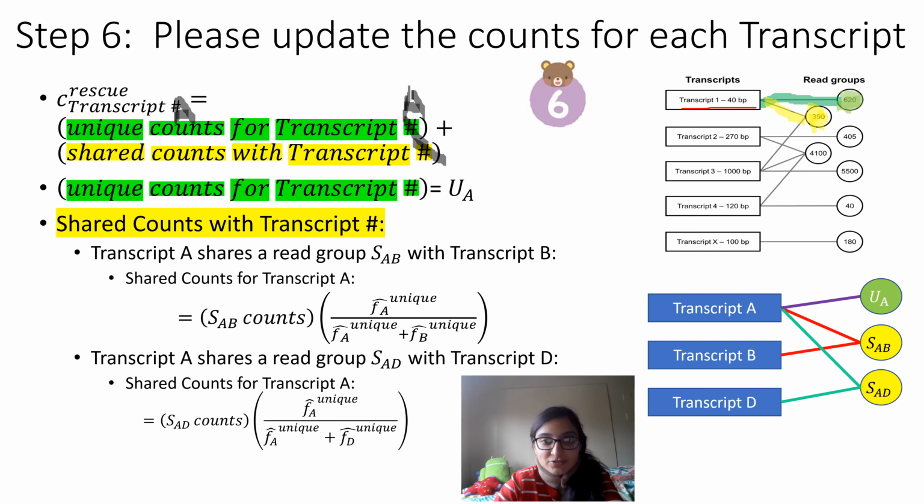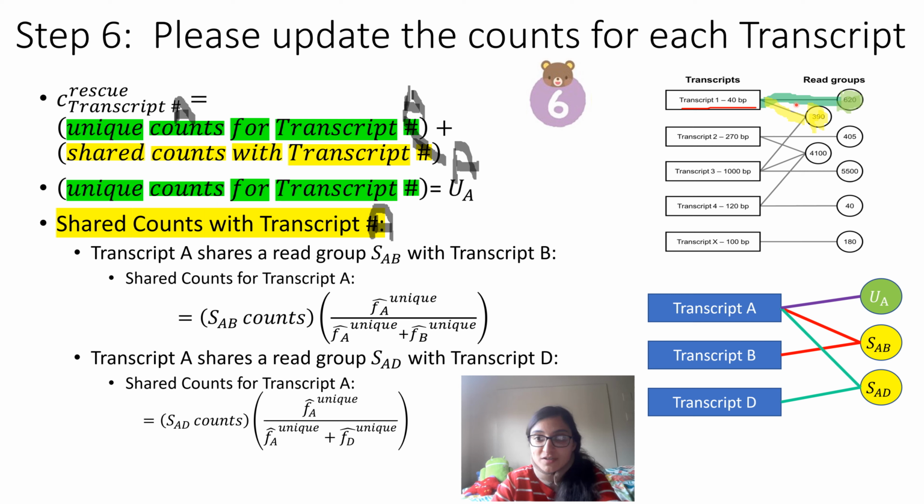And this is also for transcript A. Okay, so let's just focus on transcript A here. For transcript A, if we're trying to update its counts, the thing we notice is, first, let's start off with the unique counts for transcript A, like here.